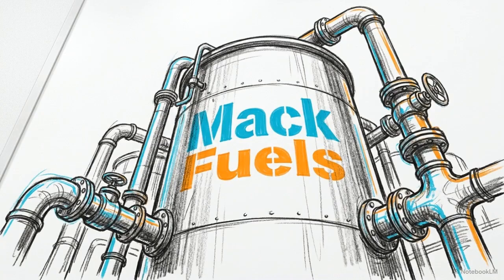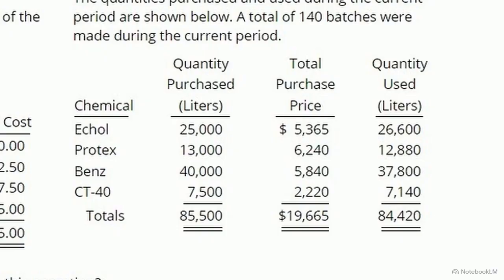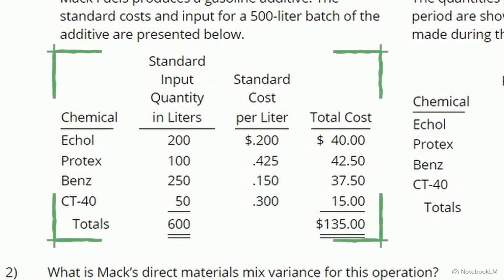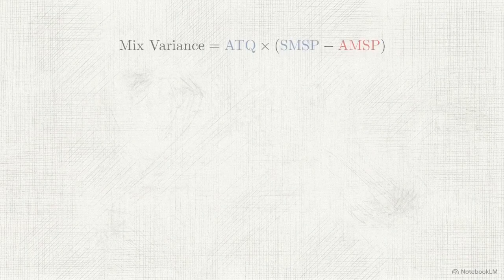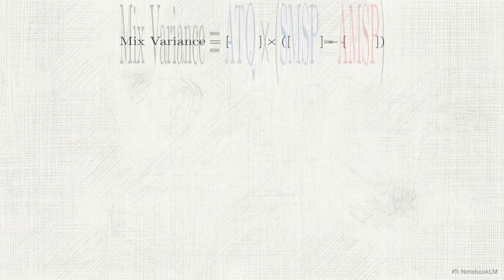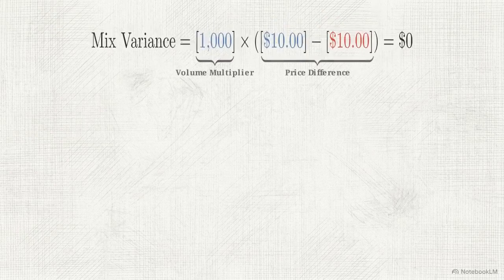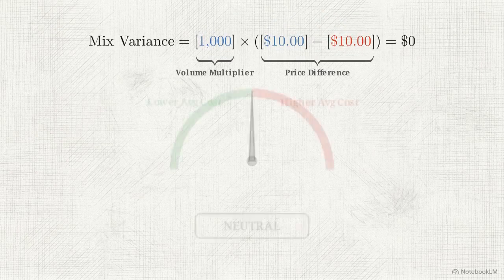Let's apply this to direct materials, using a gasoline additive produced by Mac Fuels. This right-hand table displays the current period's data. At the bottom of the quantity used column, the actual total quantity consumed is 84,420 liters. The left-hand table provides standard quantities and costs required to derive our baseline standard and actual mix prices. By plugging the actual total quantity, the standard mix price, and the actual mix price into our equation, we generate a specific dollar amount for the variance.